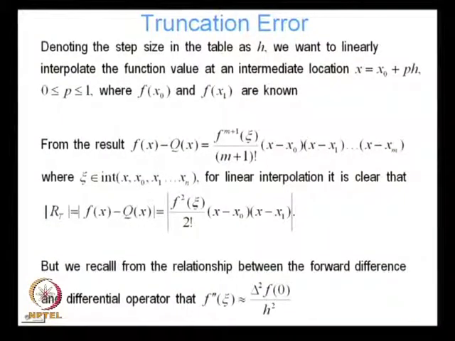From the result, f of x minus q of x is equal to that. This we know is true. This is the error: f of x minus the polynomial approximation to f of x, where xi belongs to that interval. For linear interpolation, this is the truncation error, and the modulus of f of x minus q of x is given by this, with m equal to 1 because I am using a linear polynomial. So m plus 1 gives f double dash of xi by factorial 2 times x minus x0 times x minus x1. So that is my truncation error.